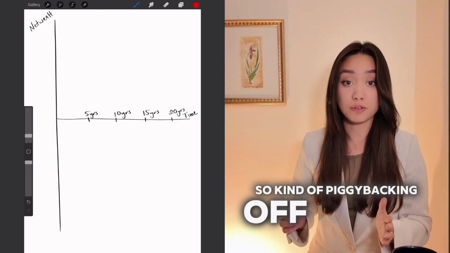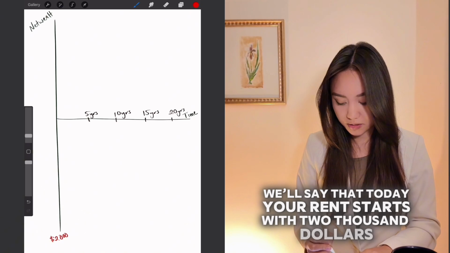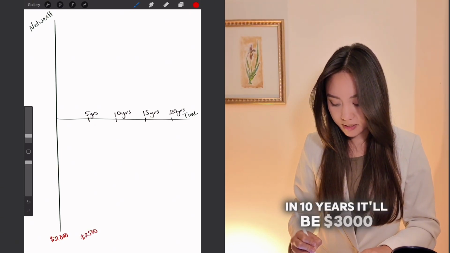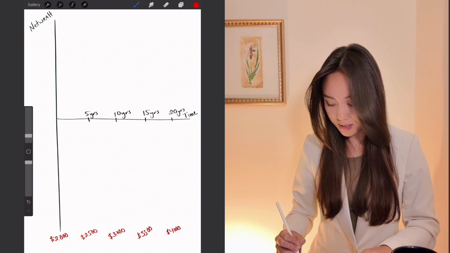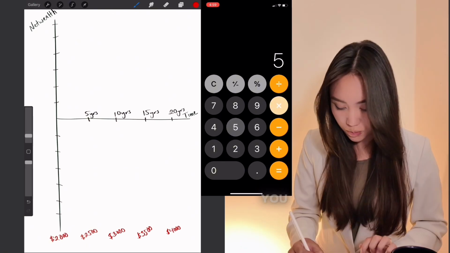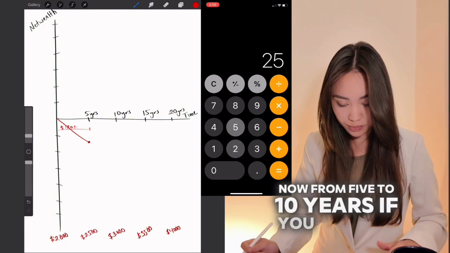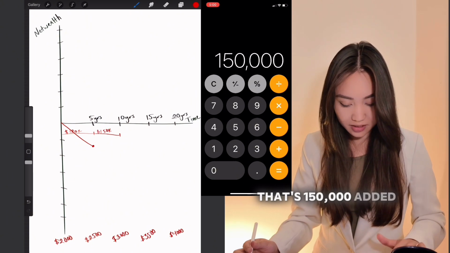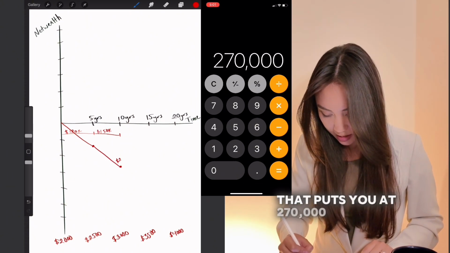So kind of piggybacking off of the studio example, we'll say that today your rent starts with $2,000, and in 5 years it'll be $2,500, in 10 years it'll be $3,000, at 15 it'll be $3,500, and in 20 years it'll be $4,000. Okay, so now if you pay $2,000 per month for the next 5 years, you would have spent $120,000. Now from 5 to 10 years, if you spend $2,500 on rent, that's $150,000 added to the $120,000 that you already spent, and that puts you at $270,000.